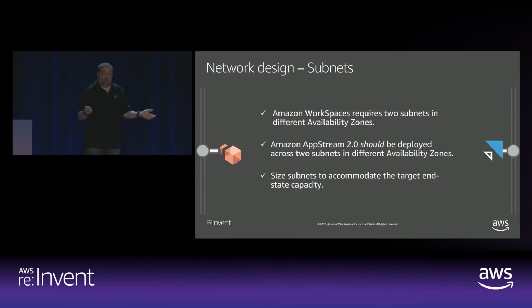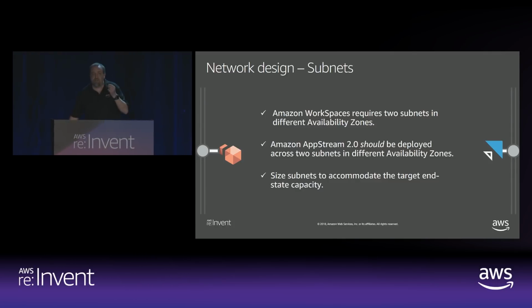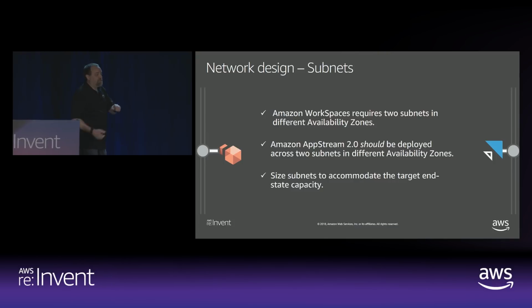It's going to take some whiteboarding with your network engineers. If you have plenty of IP space available, maybe you start with a bigger block. If you grow beyond the boundaries of your original VPC, you may need to add new ranges. We do support adding additional CIDR blocks to a VPC. But the key things with the product-specific implementations, WorkSpaces requires two subnets in different availability zones. AppStream should always be deployed across two subnets in different availability zones. We don't enforce it in the wizard, but there's no reason not to do that.